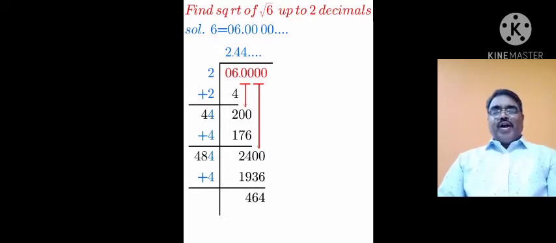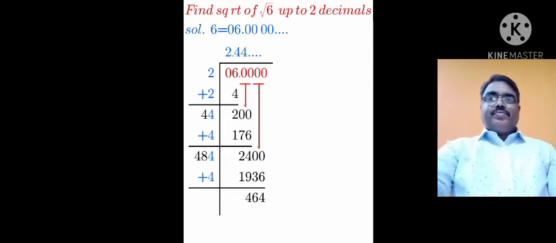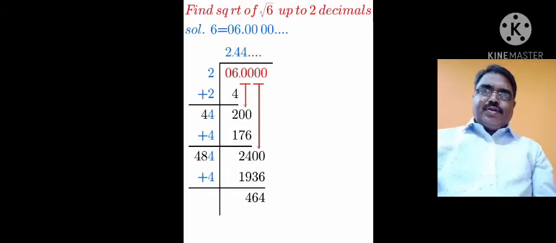Suppose if you take here 5, 485 into 5, the product value exceeds 2400. Hence we cannot take 5 here. 4 is suitable. Now 484 into 4 equals 1936. The remainder is 464. And you can continue the procedure till as many decimal places as you wish. Students, try some of the questions yourself.